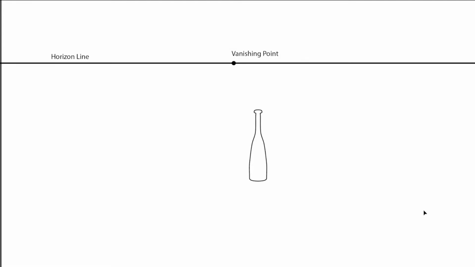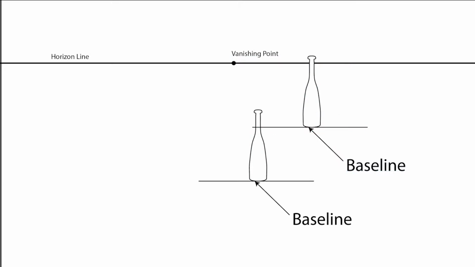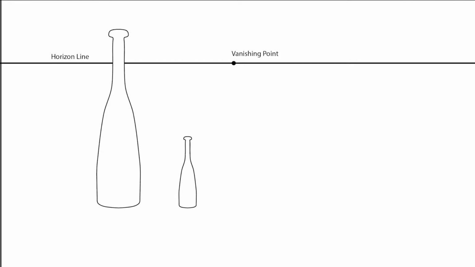The baseline establishes where an object is on the picture plane. It is the line that shows the viewer the bottom of the object. If the baseline is very close to the horizon line, it is going towards the background, further away from the viewer. If the baseline is further away from the horizon line, that item shifts to the foreground, closer to the viewer. Combining the ideas of a baseline and a horizon line help establish this idea of scale.